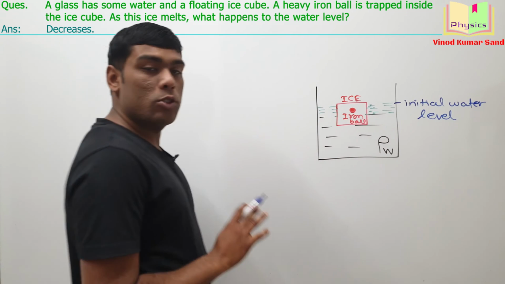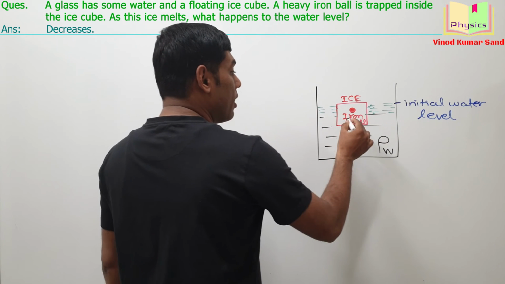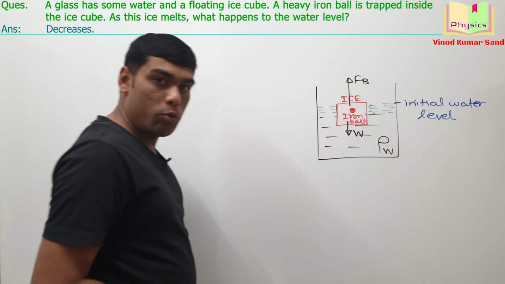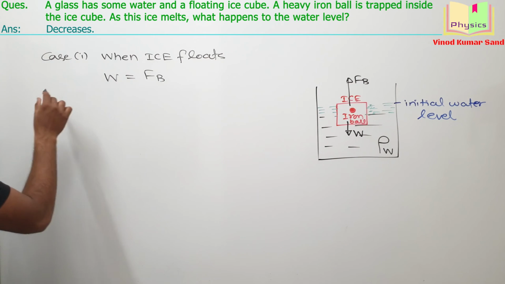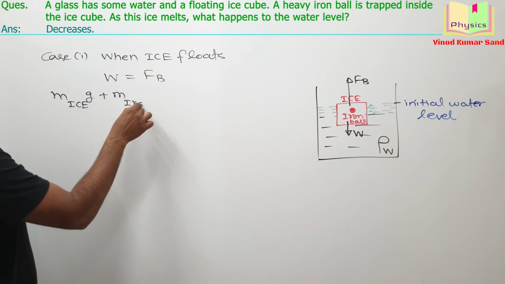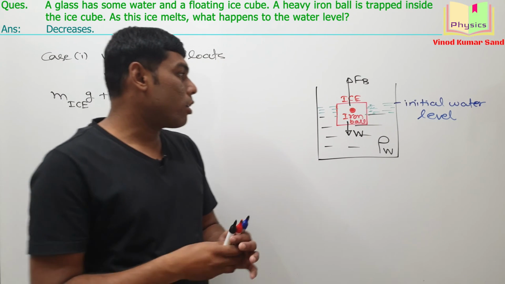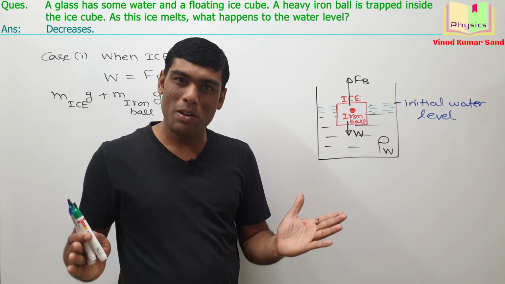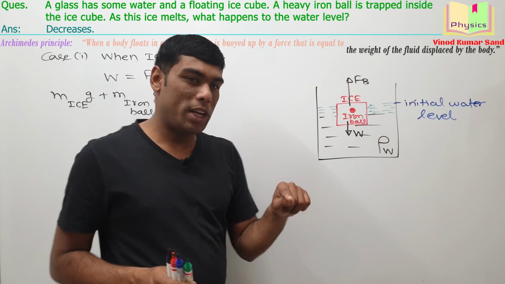Now we start the solution of the question. Since the ice cube is floating, as usual, the weight of this ice cube is balanced by the buoyant force. I am writing that part here. The weight of the ice block is equal to mass of ice into g plus mass of iron ball into g. And the buoyant force will be equal to the weight of the fluid displaced. Since this object is floating, according to Archimedes principle, which we have seen many times, a floating object displaces a weight of fluid equal to its own weight.